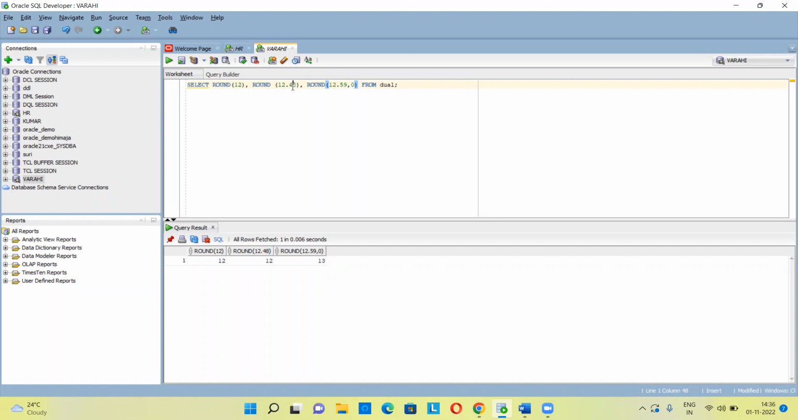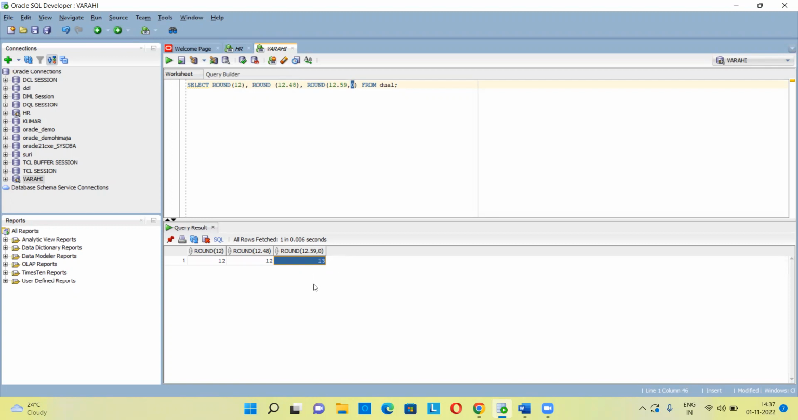So I told in the second example, if you are not passing anything as a second parameter, by default, it will take it as a 0. Okay, so what is meant by second parameter? I told here in this example, 0 means I need 0 decimals in my output. That's it.